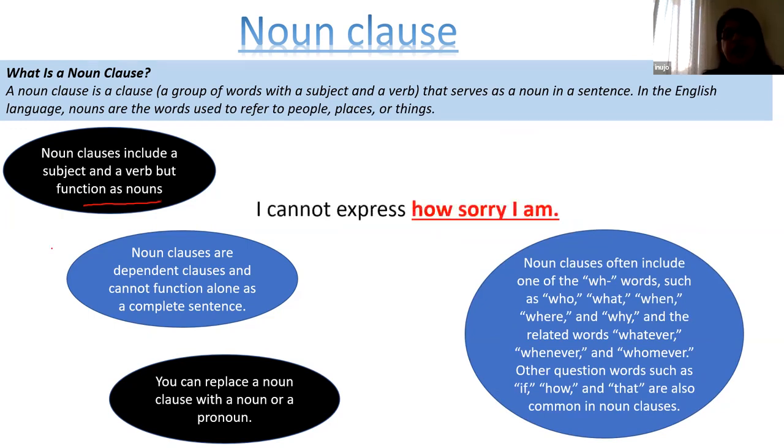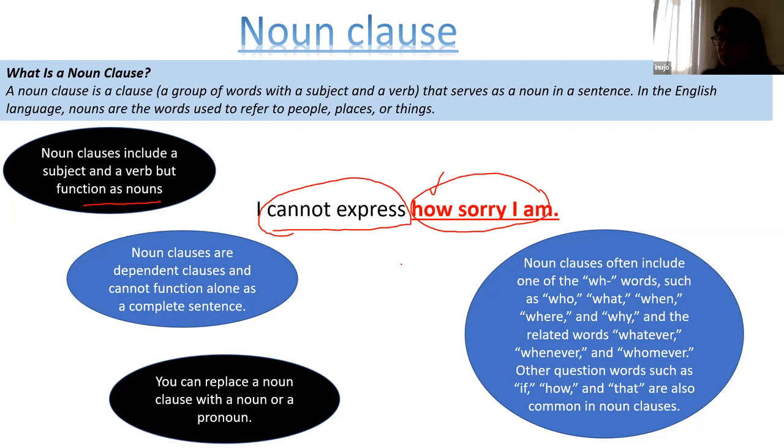Now let us see this, children. I cannot express how sorry I am. Let me show you this. See, I cannot express. This is your main clause. How sorry I am. This is a noun clause. Because number one, it has got a subject and it has got a verb. Secondly, it is not independent on its own. And it begins with the word how.